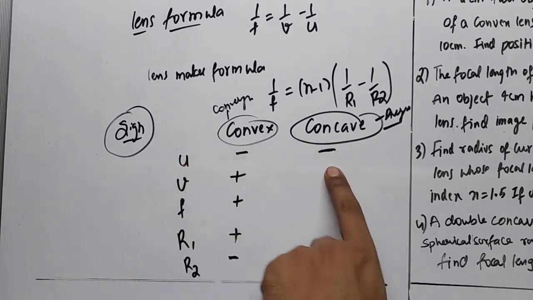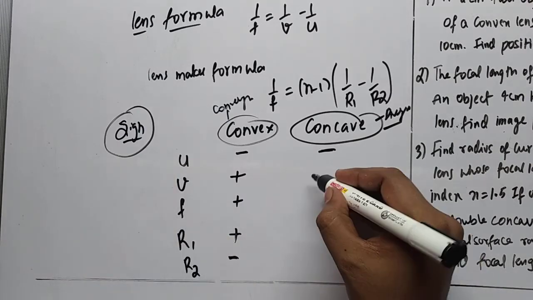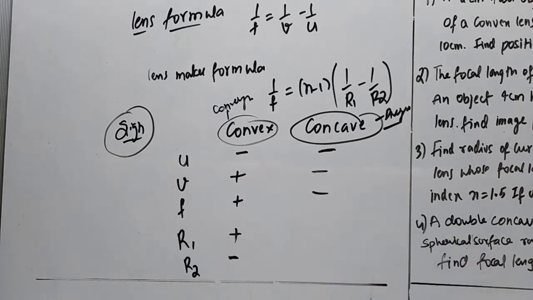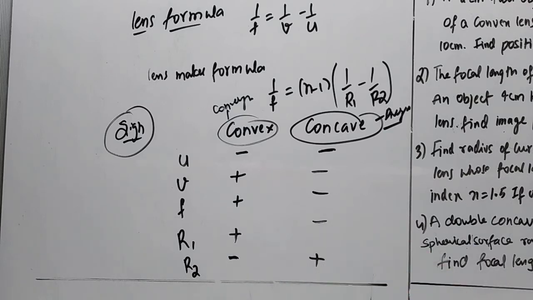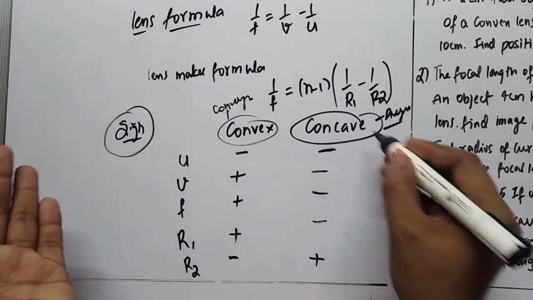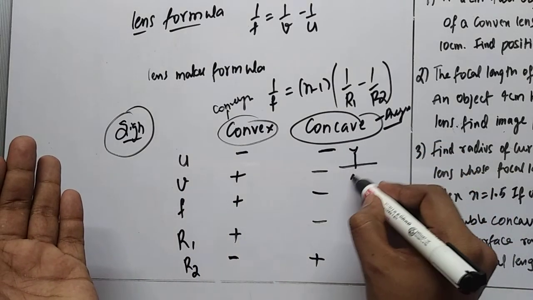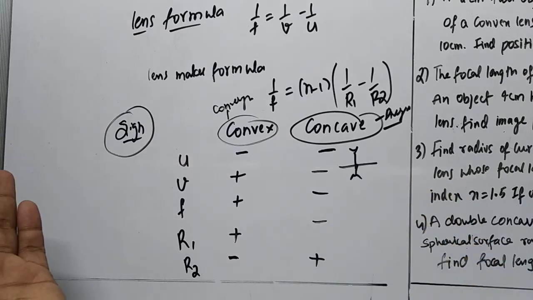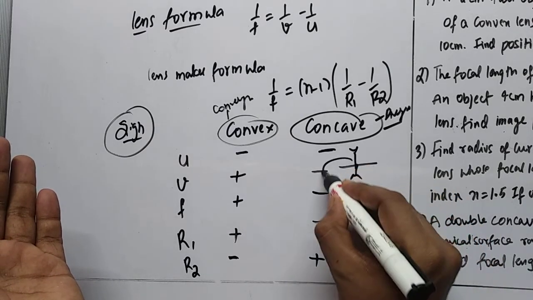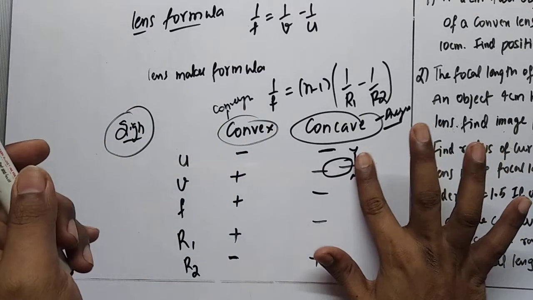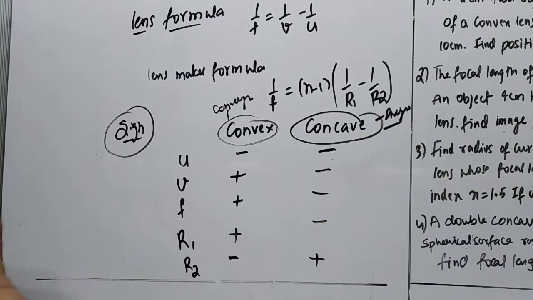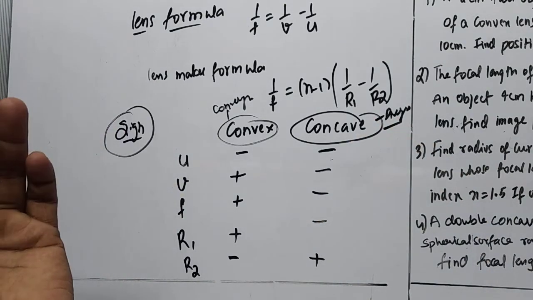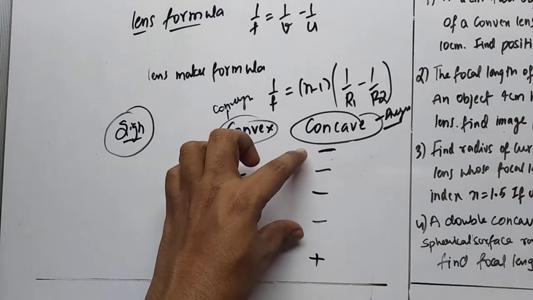In concave, the u value is negative, the v value is also negative, the f value is also negative, and for the radius of curvature, the first radius is negative and the second one you have to take positive. Why do you need to take positive and negative? See, let me draw the convex lens. All the distances which you measure, whatever you find on the left side, we will take as negative. You just remember that in a concave lens, everything will be negative, as you learned in the mirror, where all the values are negative.